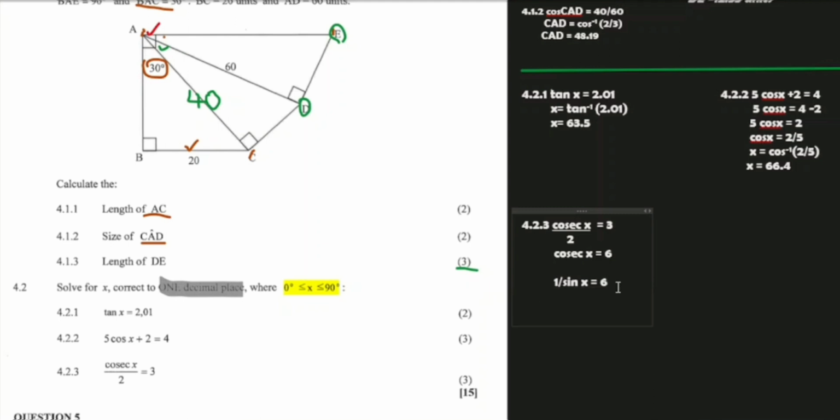To make sine the subject of the equation, one thing you can do is apply inversions on both sides. So if you apply everything on each side to the power of -1, you're going to be left with sine x is equal to 1 over 6. And then make x the subject of the equation. And then your final answer is going to be 9.6 degrees.